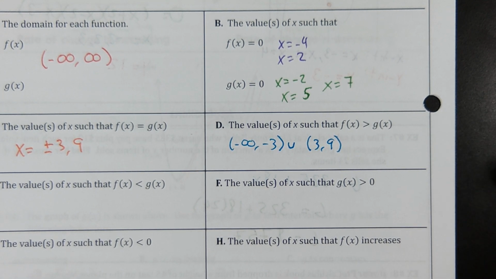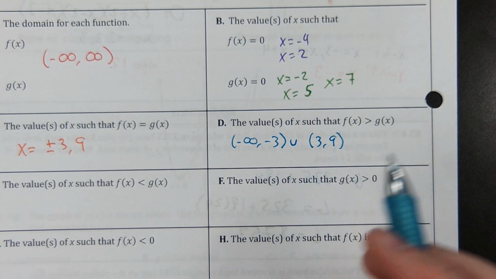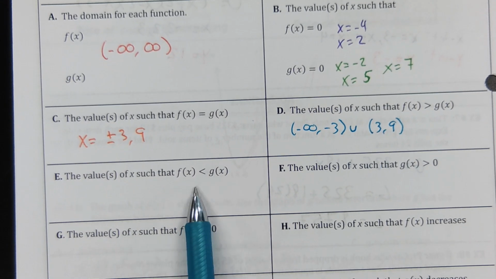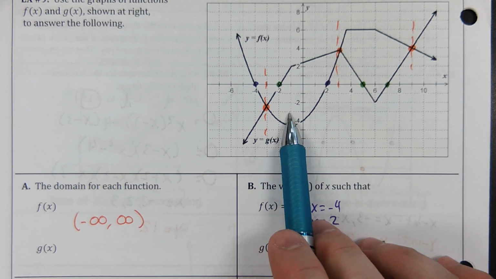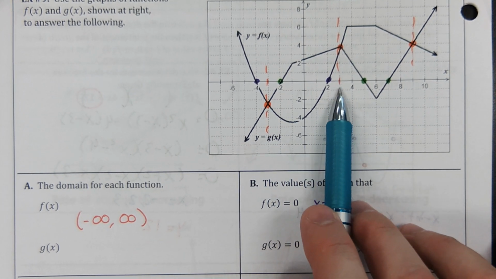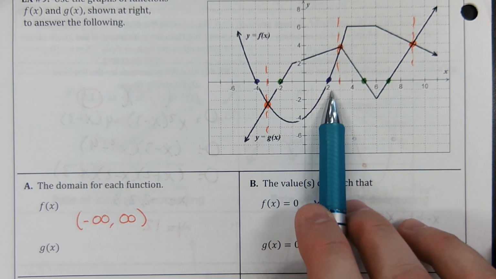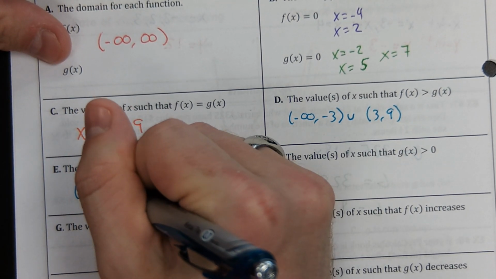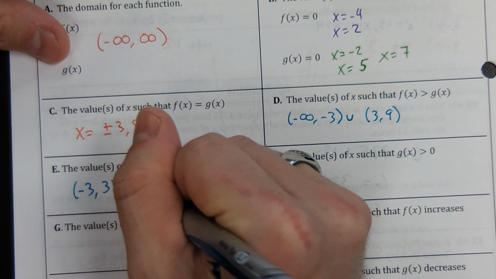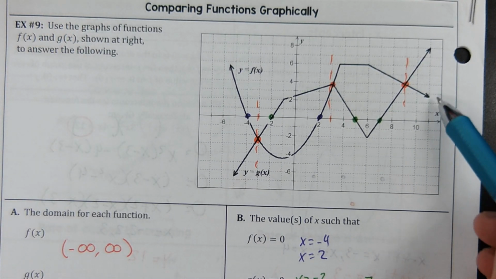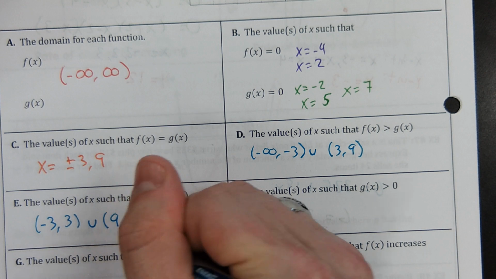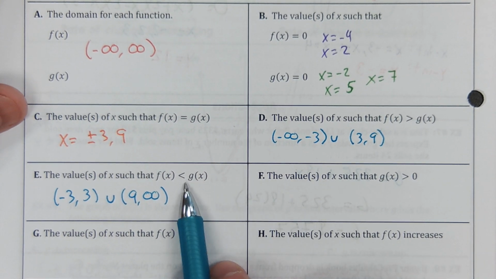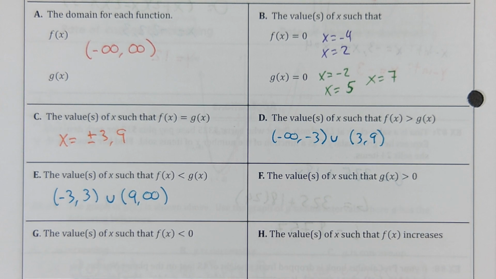That means all the other zones, other than these two, are places where f of x is below, less than g of x, which is what this one's asking for. So here, from -3 to +3, f of x is less than g of x, as well as out here after the number +9. And again, if we had had an equal to bar on either of these symbols, then I could have used a bracket.